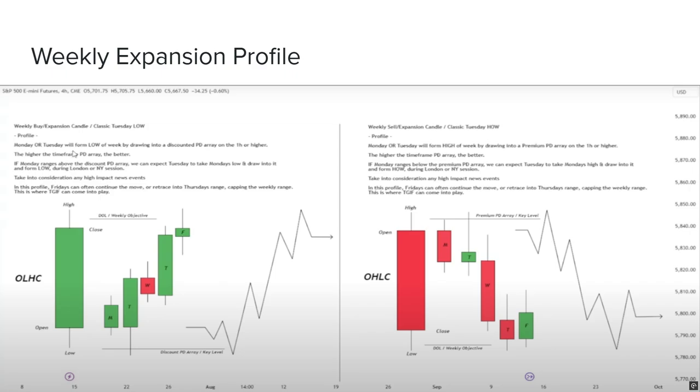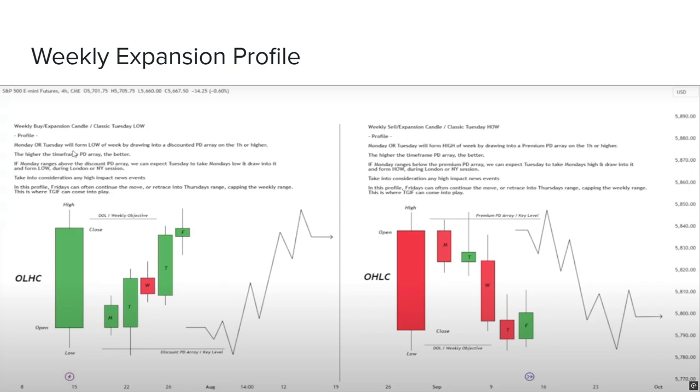Some of you might recognize this from Johnny's video. Some of you might not. Whatever. Take into consideration any high impact news, which we will be going over in a couple of minutes. In this profile, Fridays can often continue to move or retrace into Thursday's range, capping the weekly range. This is where TGIF can come into play. And TGIF is pretty much trading into Tuesday's range, as far as I understand.